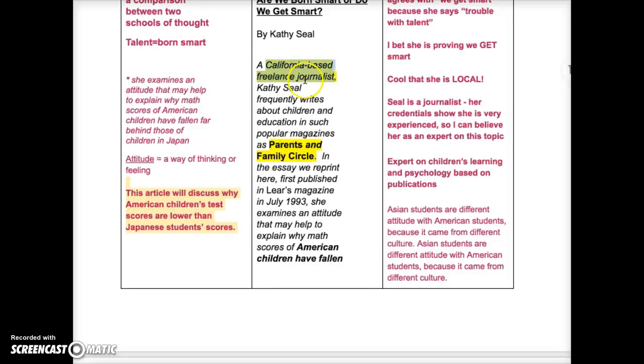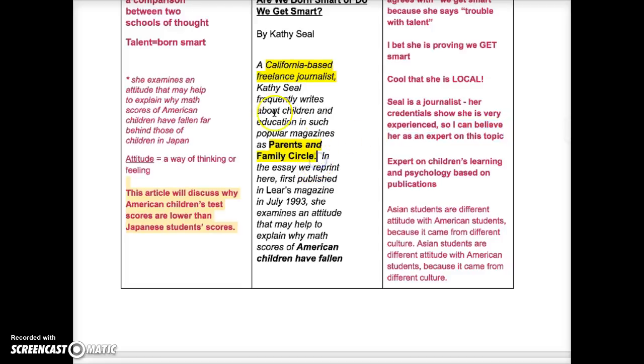Okay, so first of all, that's cool that she is a local. I'm from California too. Cool connection. And she is a journalist. So this is something in research writing that we're going to talk about a little later on. But this shows that she's experienced. She has her credentials shown here. She's a journalist, so I can believe her as an expert on this topic because she's actually a professional, okay?